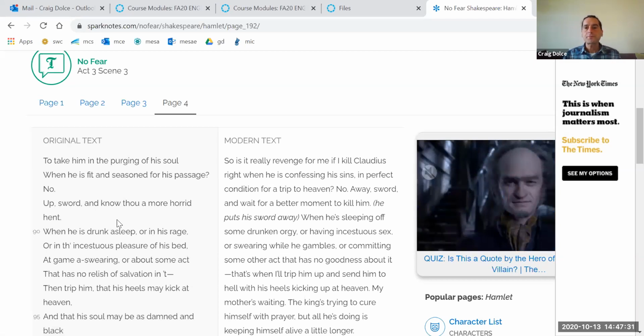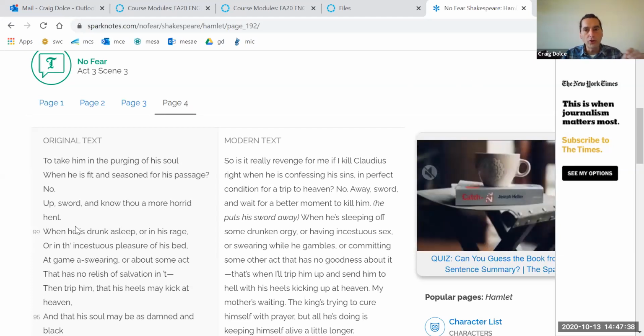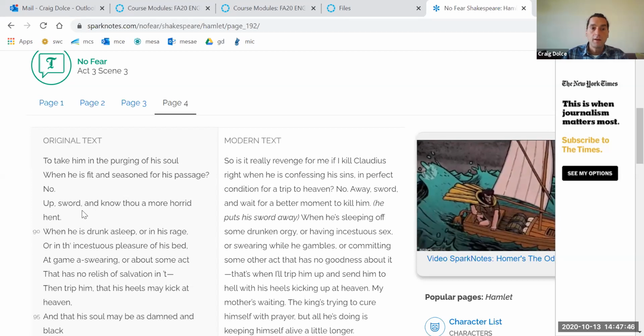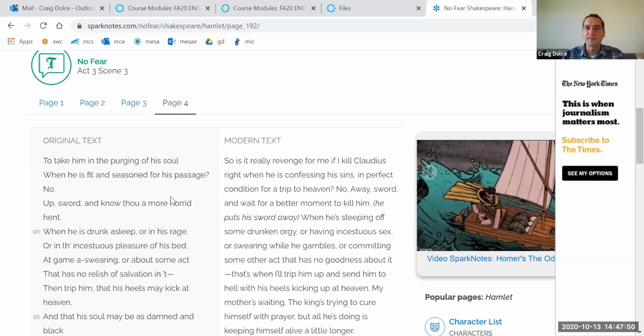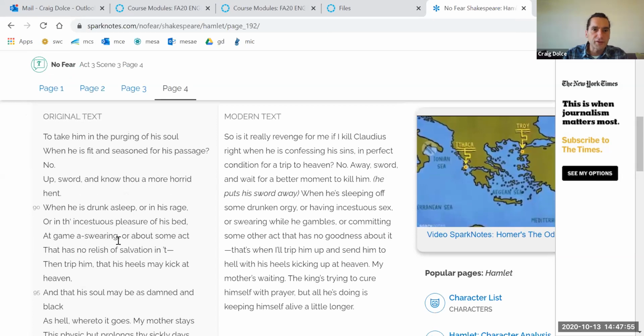Ooh, we know he's not fit and seasoned for his passage, right? We know that if Hamlet were to kill him, he's not sorry. He's not able to pray. He wouldn't be forgiven, and he wouldn't go to heaven. But look at that horrid hent, that alliteration, to really emphasize he wants to get him when he is drunk asleep, in his rage, or in the incestuous pleasure of his bed.